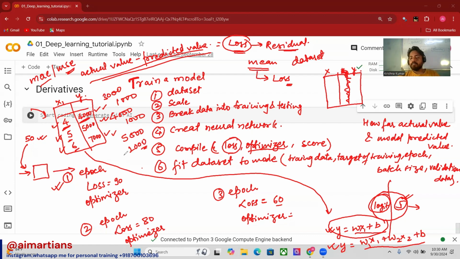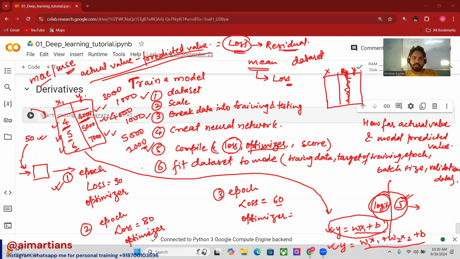Now, how will my model understand this? We have to reduce the loss because we are getting a higher loss: 1,000, 1,000, 2,000. That's too much. So in that, the optimizer comes into the picture. So how does it help to reduce the loss?